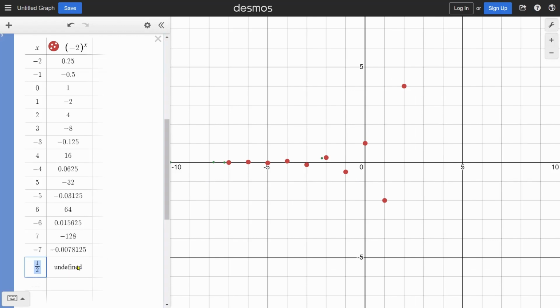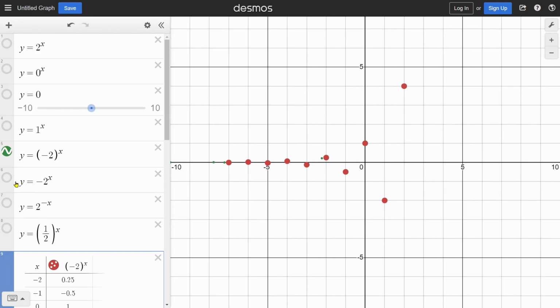When I raise -2 to a 1/2, I am really square rooting. And the square root of a negative is going to be imaginary, and that's why it's undefined. So what's happening when I have a negative base, I am getting points that are above, below, above, below. So they're alternating between above the x-axis, below the x-axis, and I have gaps in between where I have something like raised to a 1/2, where a -2 to the 1/2 is going to be undefined because it's going to be imaginary.